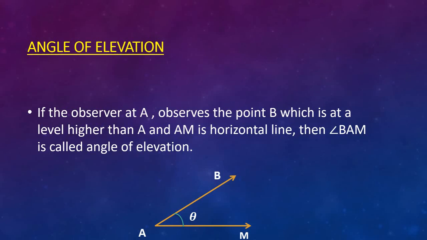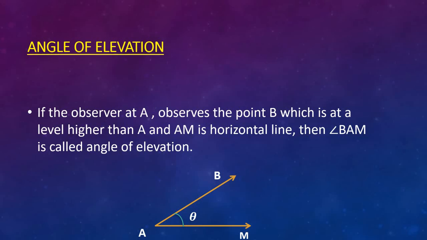So the definition of angle of elevation is: if the observer at A observes the point B which is at a level higher than A and AM is a horizontal line, then angle BAM is called as angle of elevation.